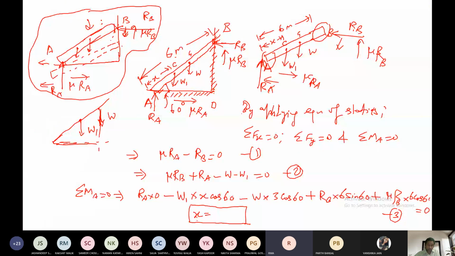A little difference. I think not little, it is too much difference. See the answer here. RA is 1057 and RB is 211.54. And once you calculate X, X will be 1.94 meter.